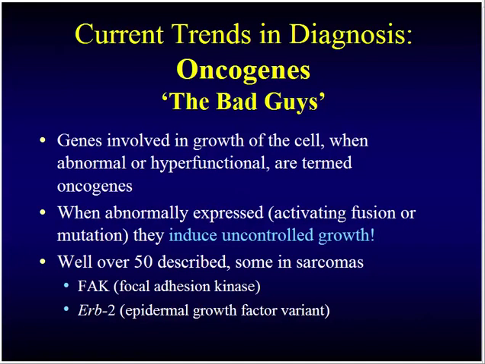So here are the oncogenes. These are the bad guys. These are genes that are involved in cell growth, but are abnormal or hyperfunctional. They're usually not expressed. So when these are expressed, and they're normally not, they induce uncontrolled growth. Whereas the suppressor genes prevent it from happening, these force it to happen, and hence they're the bad guys. There's a bunch of them described. I put a couple of them here. I don't think anybody's going to ask you what oncogene is expressed. You just have to understand the concept that when an oncogene is expressed, it means it's causing uncontrolled growth.